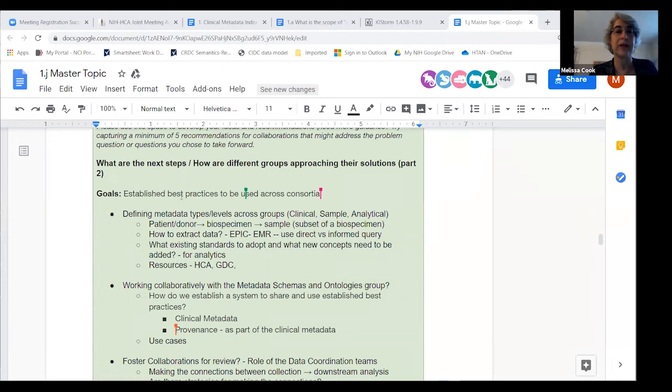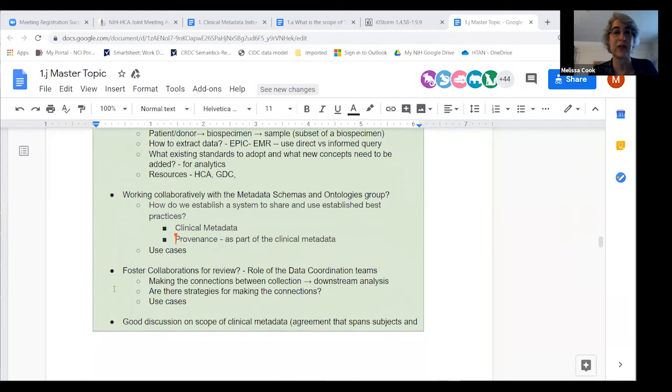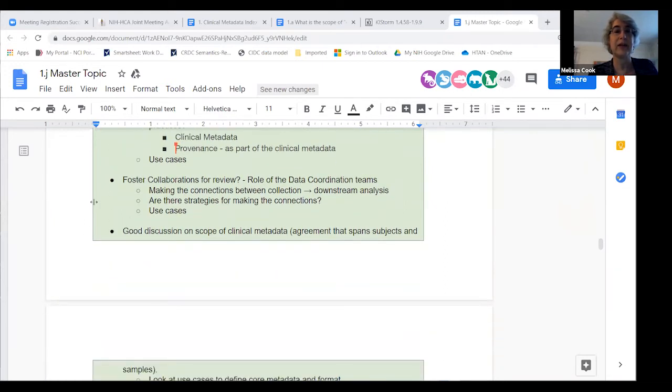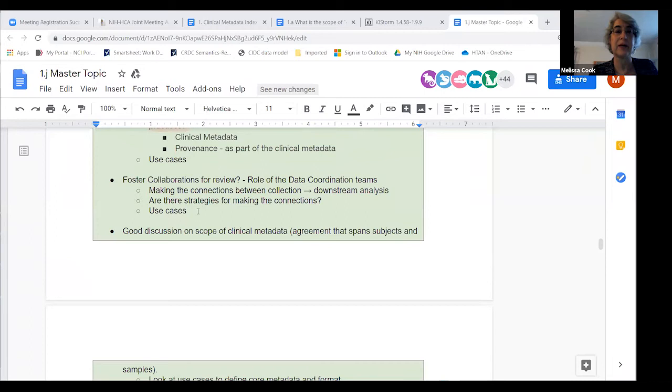So we talked about some of the goals: establishing best practices, how to define the different metadata types and levels across the groups, and how to work collaboratively with other groups who have been identified in the breakout sessions, such as the metadata schemas and ontologies, which it sounds like we were just touching on in the last conversation. How do we foster collaborations? Perhaps we could have some ideas on who to connect with there to have some actionable steps.